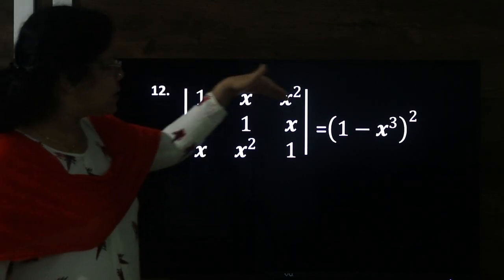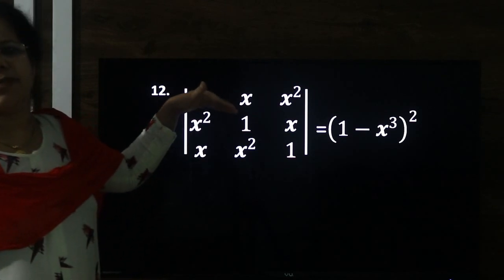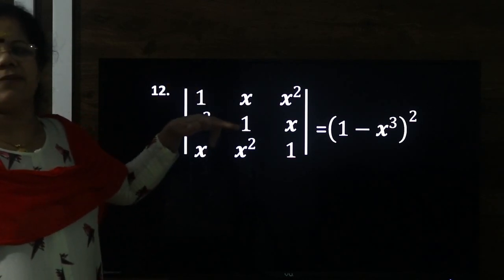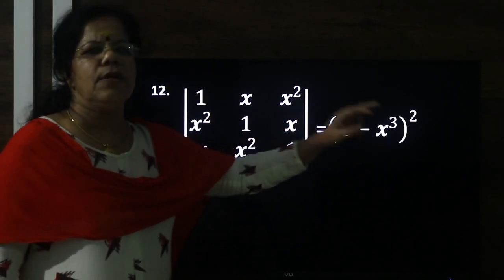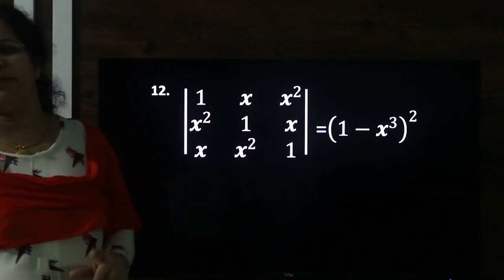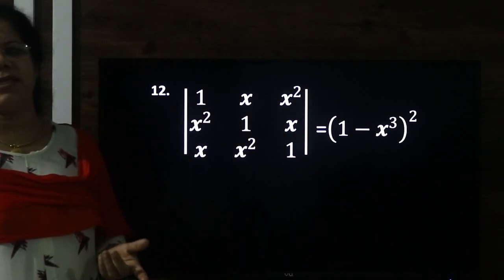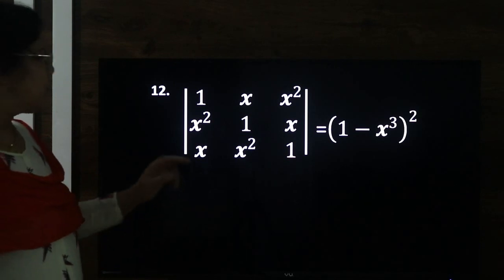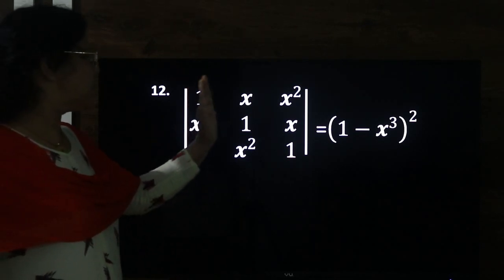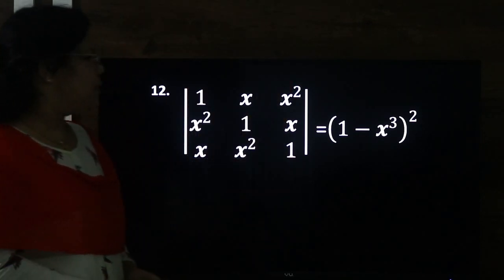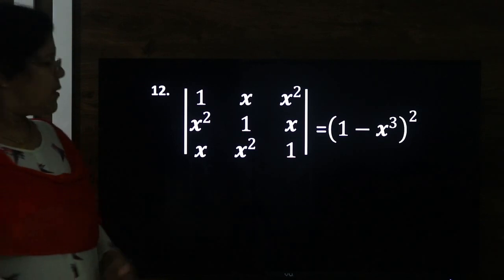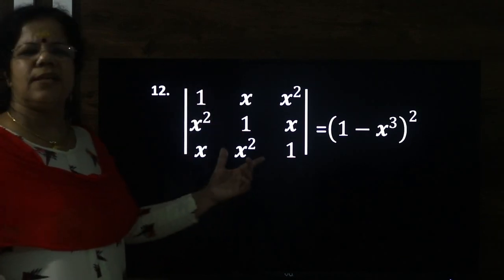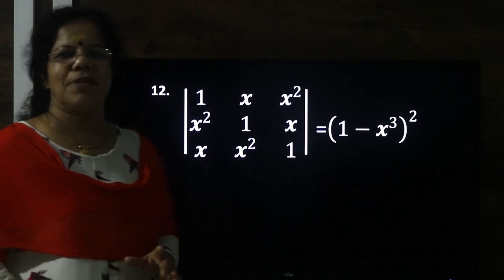Then you will be getting the total R1 as 1 plus x square, and we can connect it with the 1 minus x cube also. 1 plus x square into 1 minus x is 1 cube minus x cube, that is 1 minus x cube. So here all C1 changes to C1 plus C2 plus C3. This example I will do in a different way to prove something.